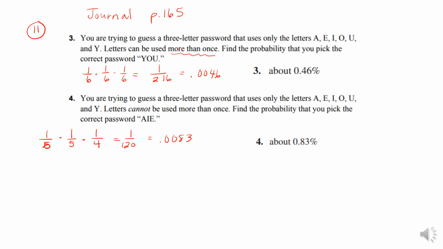So it's harder to get the 3 letters when you have no restrictions than it is to get them correct if you have restrictions. Okay.